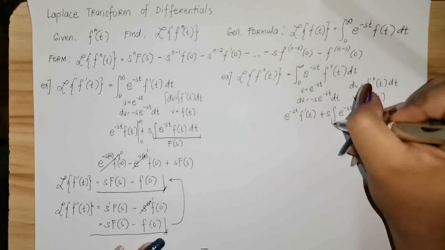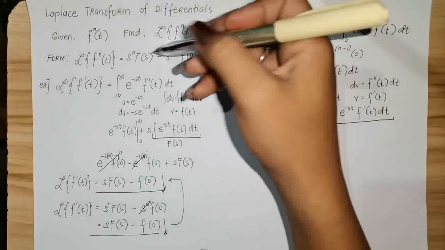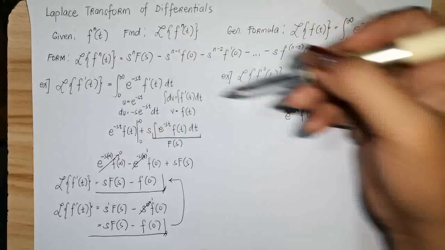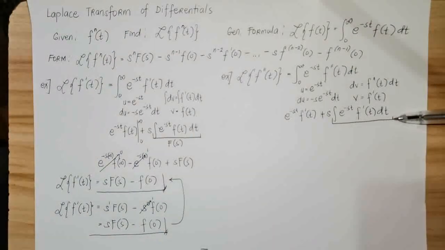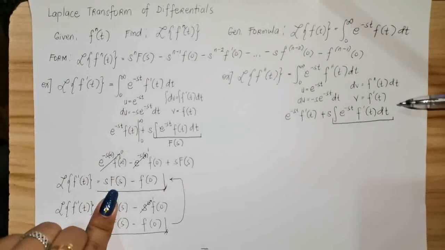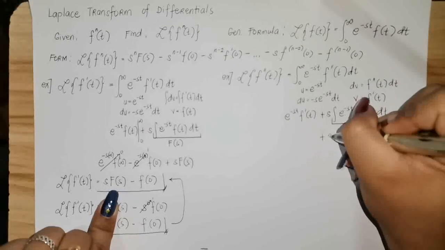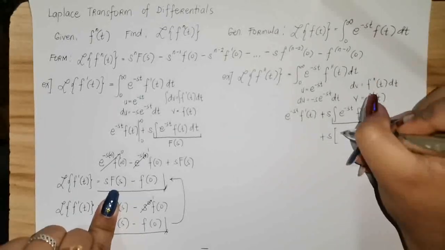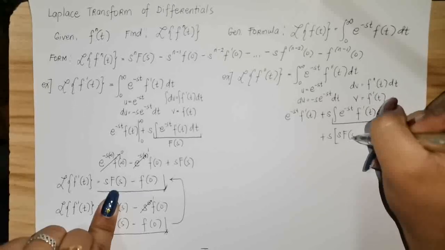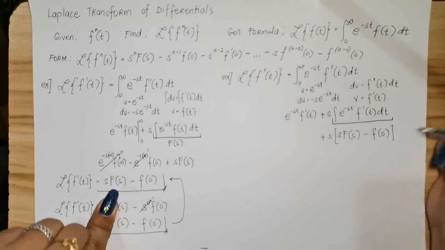Now, if you will notice, this is what we solved earlier. This one. That is the integral of e raised to negative st, f prime of t dt, and the value of that equation is s multiplied to F of s minus f of 0. So this will be plus s multiplied to s, then F of s minus f of 0.